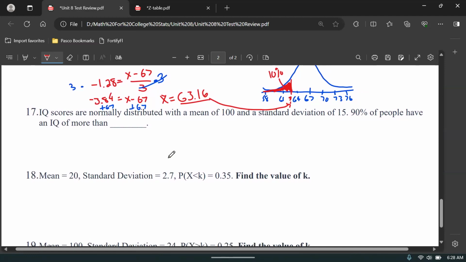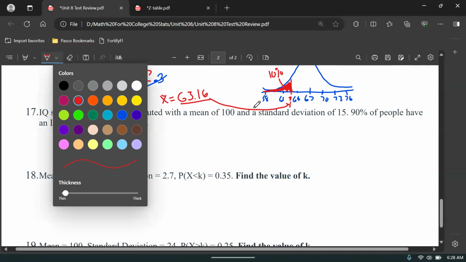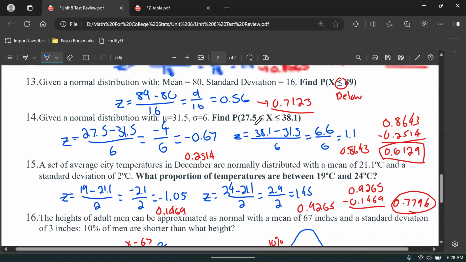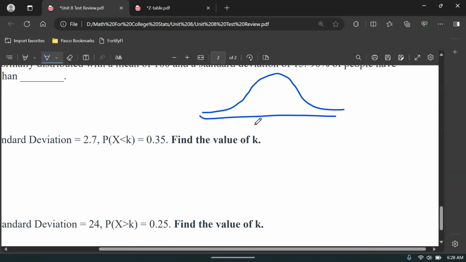All right. Similar question here, but it's kind of the reverse side of it. So on this one, looking at the top, it says 90% of people have an IQ more than. So we're looking at the top 90%. So it's kind of similar, but a little different here. Mean is 100, standard deviation is 15. So let's draw that out.